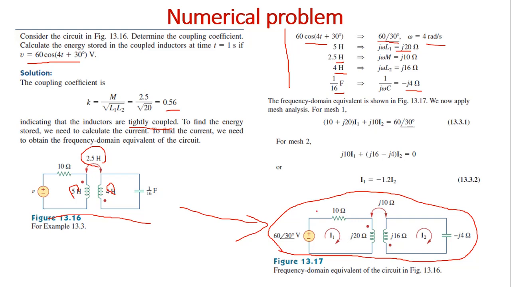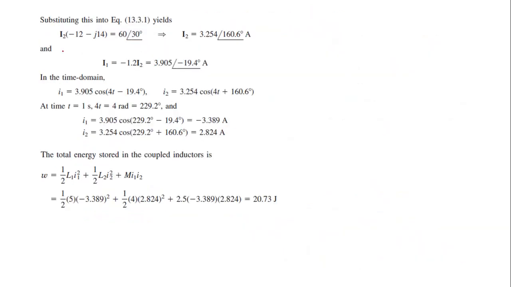Now apply mesh analysis. Consider this as mesh 1 and this as mesh 2. Coil 1 will have self inductance due to this plus mutual inductance from this coil, right? So self inductance j20 I1 and mutual inductance j10 I2. Okay, so here see j10 I2. Similarly for mesh 2, write this equation, and simplifying we will get this. Now find out the values of I1 and I2.